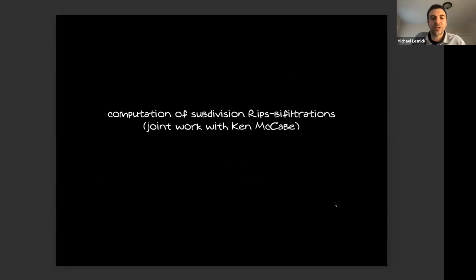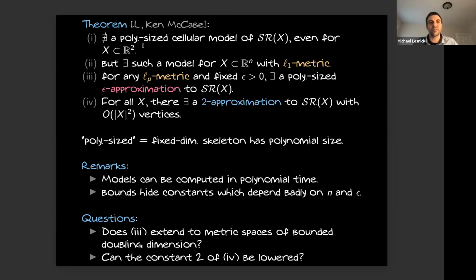All right, now the last thing that I want to talk about is computation of subdivision RIPS bifiltrations, and this is joint work with Ken McCabe that I mentioned at the very beginning, although this header here is a bit of a lie. I'm not going to say so much about computation. What I want to talk about primarily is the size of models of subdivision RIPS, which of course is closely related to computation. So here's a theorem in 4 parts that summarizes our main findings about this. So first is a negative result. Ken discovered that there doesn't exist a polynomial size cellular model of subdivision RIPS in general. And that's even true for X in R2. That's even true for X lying on the unit circle.